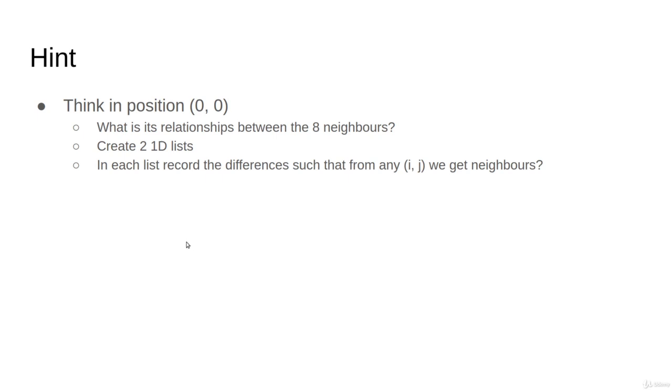Here is a hint for you. Think of a position like 0 and 0. What is its relationship with the 8 neighbors? You might think of creating two lists, each of them 1D, just a list of numbers that maintain this kind of relationship. So try to think about the difference between position 0 and 0 and its 8 neighbor positions.